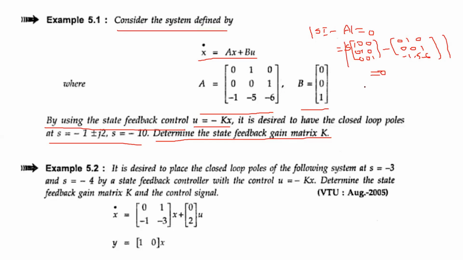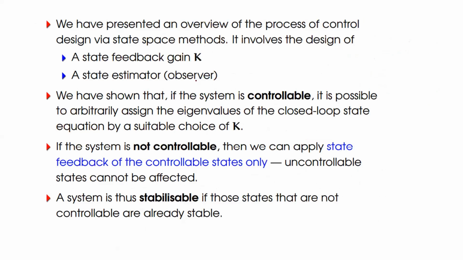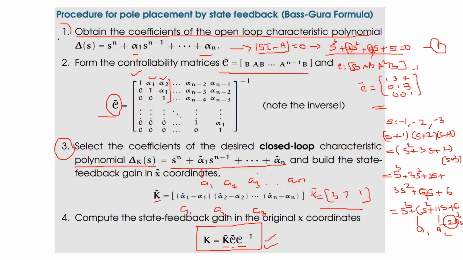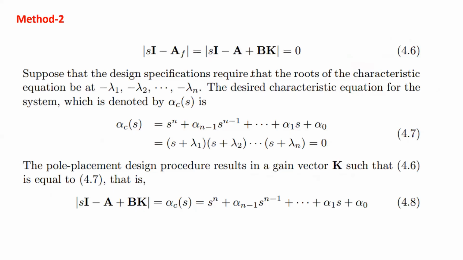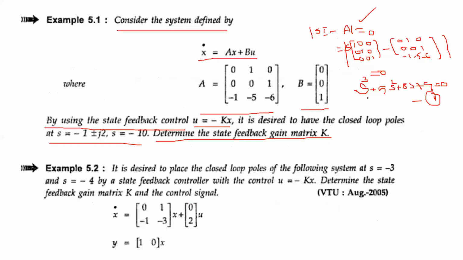Since it is a 3 by 3 matrix, I will get some coefficients. I'm going to take a small example, therefore I can write s cubed plus 5s squared plus 8s plus 9 is equal to 0. Let us assume this is equation 1, which we can obtain from this. So that is for the first point. For the first one, I got the expression like this. What does the second point say?